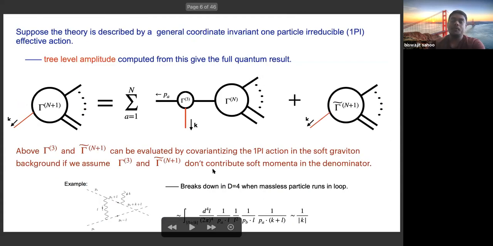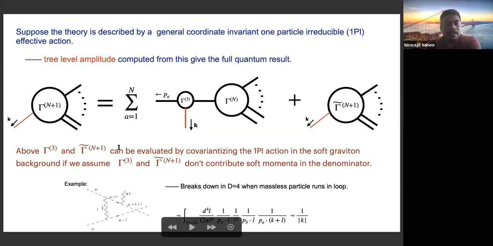So let me proceed to how one can derive these soft factors. There are many prescriptions, but the one I am going to explain was developed by Ashoke Sen, which is called the covariantization prescription. Suppose the theory is described by a general coordinate invariant one particle irreducible effective action. Since it is a 1PI action, just the tree level amplitude computed from this action gives the full loop amplitude result.